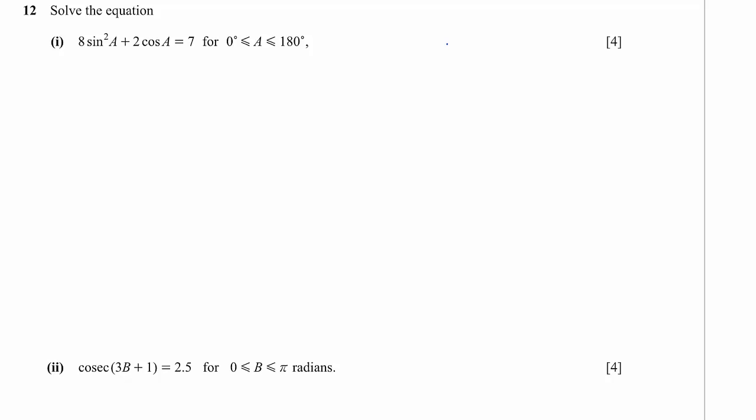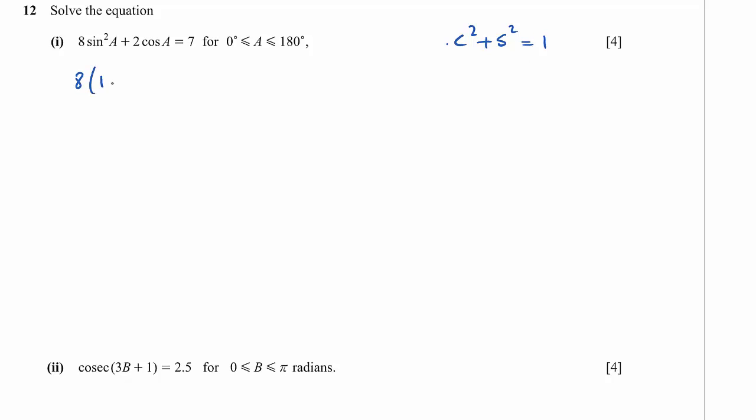We want to solve the equation 8 sin squared a plus 2 cos a equals 7 for values of a between 0 and 180. This looks a bit like a quadratic, but not quite, because we have sine squared and we have cos. But we have a relationship. We know that cos squared plus sine squared is always equal to 1. And that means I can write sine squared as 1 minus cos squared.